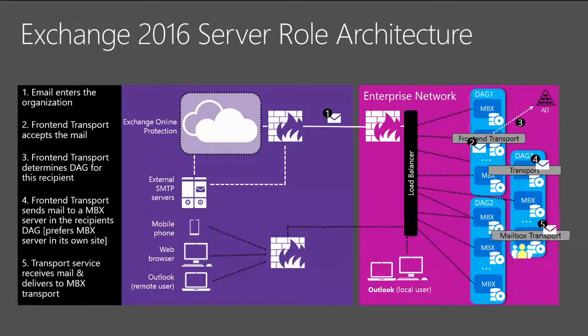And what's it going to do? Within the DAG, it can talk directly to the mailbox transport service. So it'll send mail to that mailbox transport service, which will locally write to that mailbox. So that's kind of the overview of how mail basically flows inside the organization.